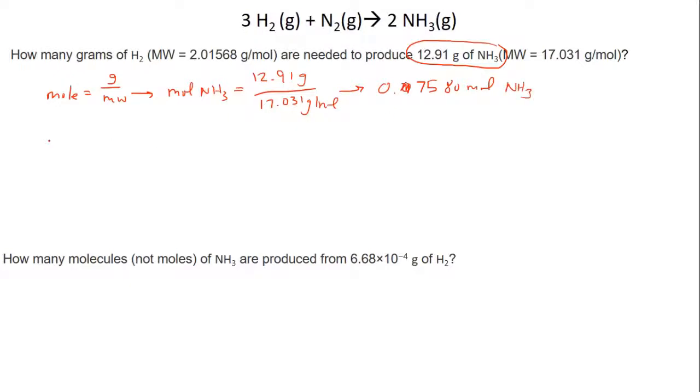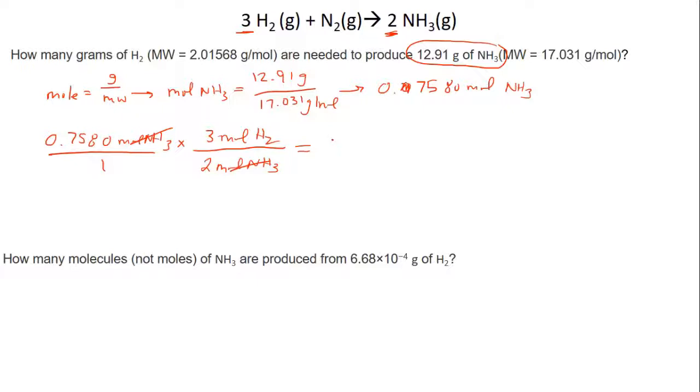And now that we have moles of ammonia, we can convert to moles of hydrogen using our balanced chemical equation. And we see from above that every time we make 2 moles of ammonia, we need 3 moles of hydrogen. So to get ammonia to cancel out, every time we have 2 moles of product ammonia, we have to put in 3 moles of hydrogen. So if we multiply by 1.5, our ammonia cancels out, we're left with moles of hydrogen, and we see that it's about 1.137 moles of hydrogen. We're not done there.